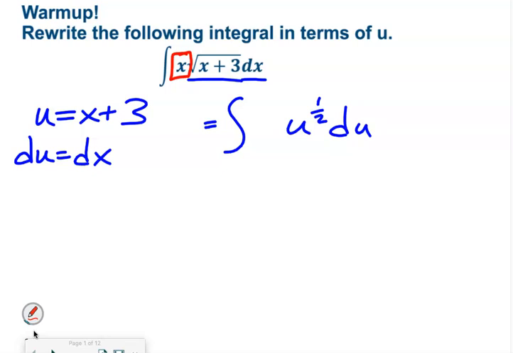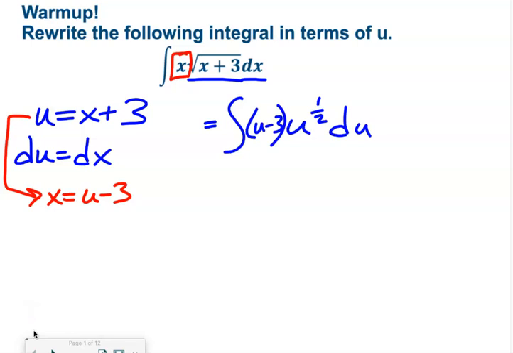So how are we going to finagle this? Well, I got to figure out how to rewrite x in terms of u. If only I had an equation that related x and u. Why, I do, right here, right? So if u equals x plus 3, then x equals u minus 3, and I can replace my x with a u minus 3. Piece of cake, right? Absolutely.